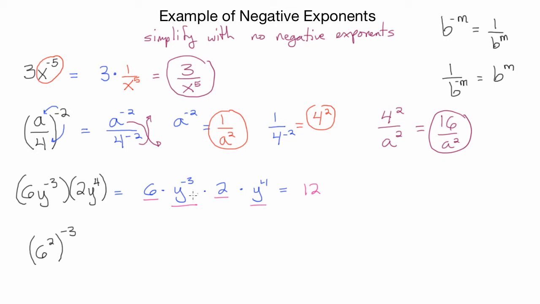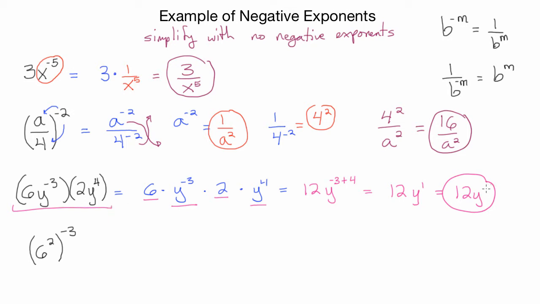Well, we know when we have the same base, our product property says add the exponents. So that turns into y to the negative 3 plus 4. Well, that's just 12 times y. Negative 3 plus 4 is 1. So it's 12 times y to the first power, or just 12y. So there you go. Who knew? All this simplifies just into 12y.